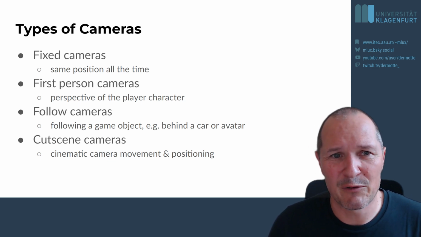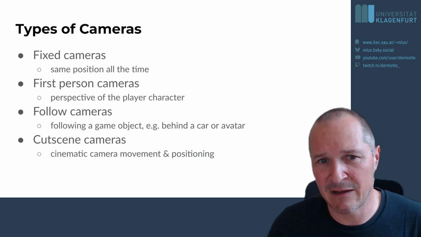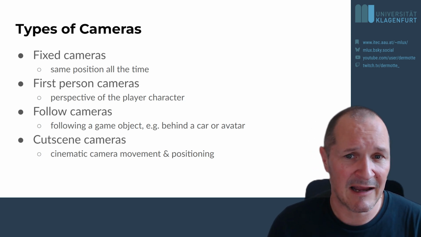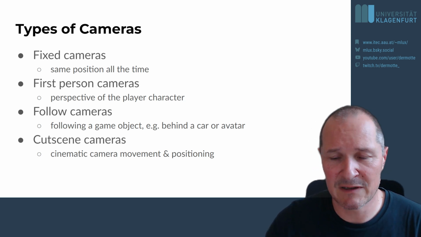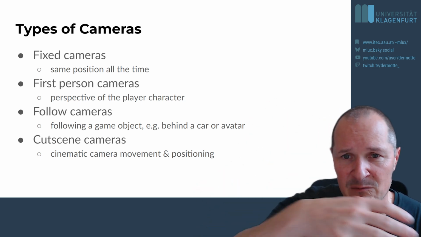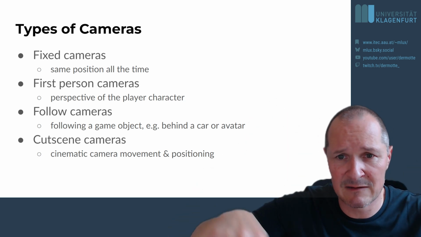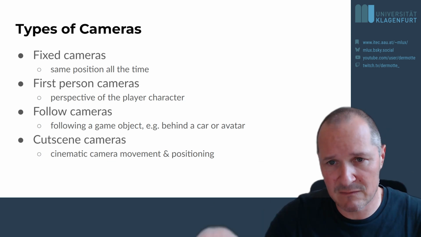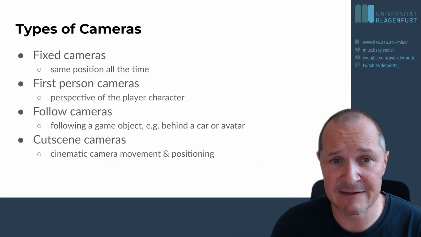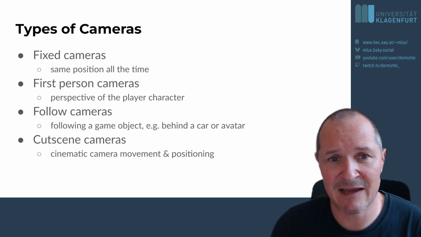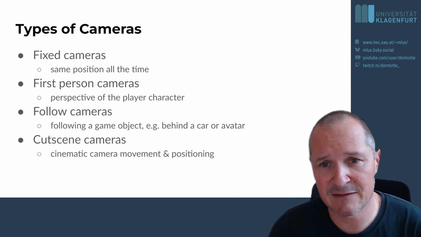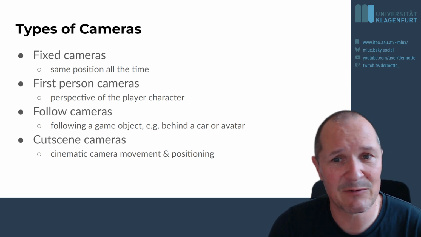Then you have the follow cameras, where the cameras follow an object like a car or an avatar. You have that in tile maps, for instance. So you put the camera on top of the actor or avatar, and then the avatar moves, the camera moves, and the world around the avatar moves. And of course, you have the cutscene cameras, where you have cinematic camera movement and positioning, like the end of a level and then zooming out or zooming in or whatever.